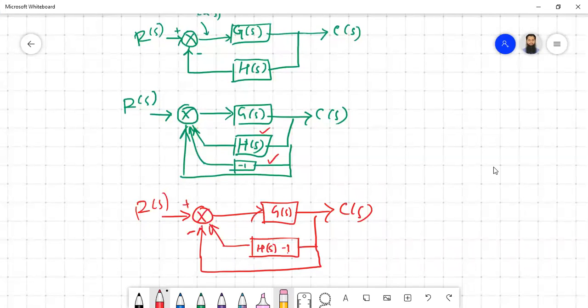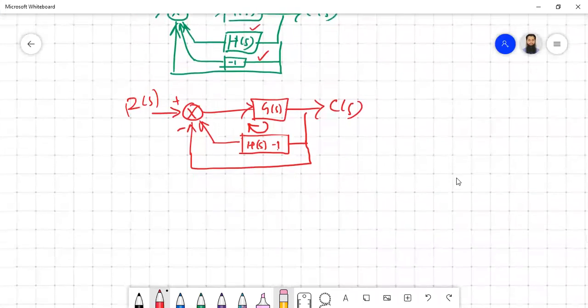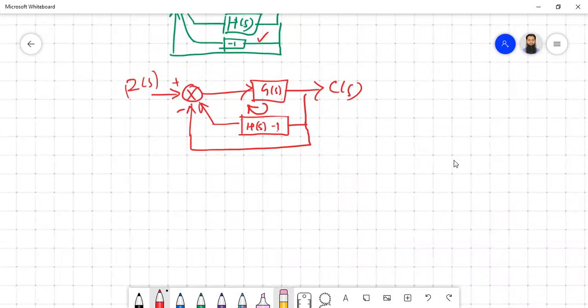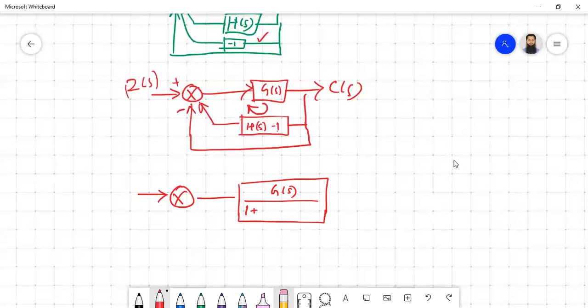Okay, so now we have to apply the feedback formula here. If you apply the feedback formula, it is forward path gain divided by 1 plus forward path gain into feedback gain. So finally, what we're going to have is a unity feedback system with forward path gain G of S, over 1 plus forward path gain into feedback gain, so G of S and then H of S minus 1.